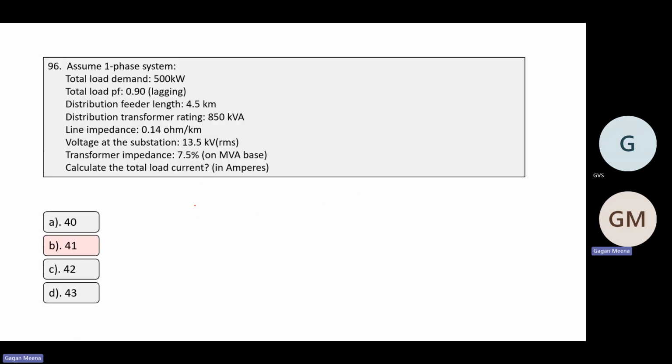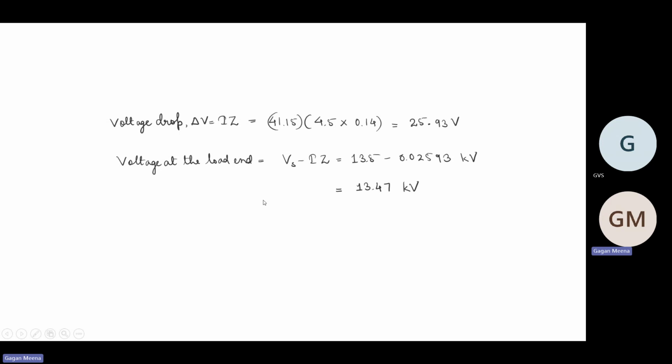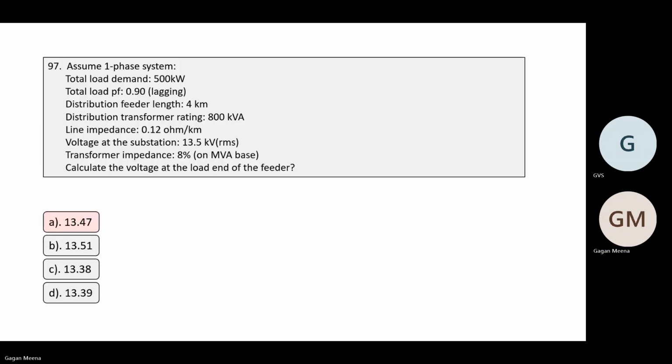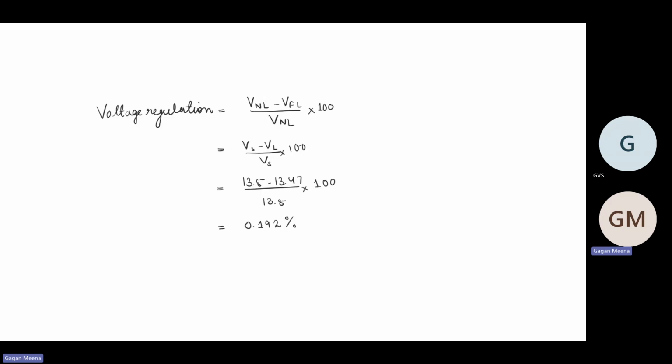Then next is total load current, which is already known. Next is voltage. We can calculate delta V, which is I into Z, and R is given. So 0.14 multiplied by the length of the feeder, 1.5, then multiplied by current, you will get the change in voltage. Subtract it from the substation voltage. Then last, this is voltage regulation: no load minus full load divided by full load. Sorry, divided by no load. So you can calculate this also.